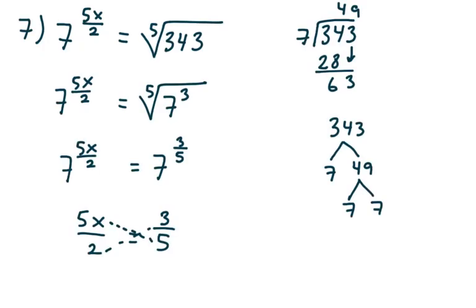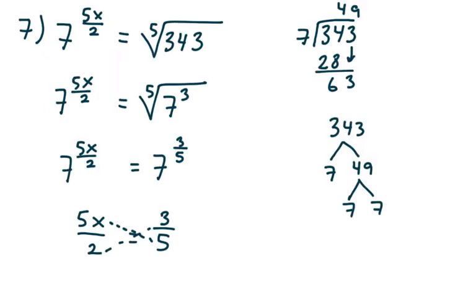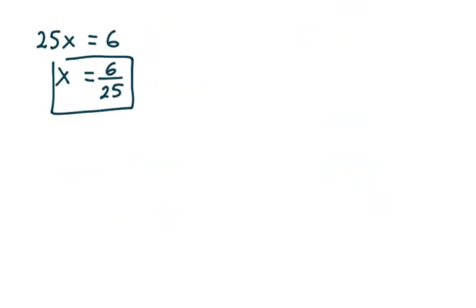Do you guys see that? 5x times 5 is 25x. 2 times 3 is 6. So I'm cross-multiplying and setting equal the results. And then if I divide both sides by 25, I get x equals 6 over 25. And that right there was example 7. Let's take a look at example 8.